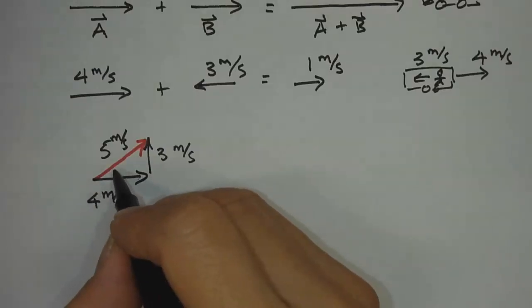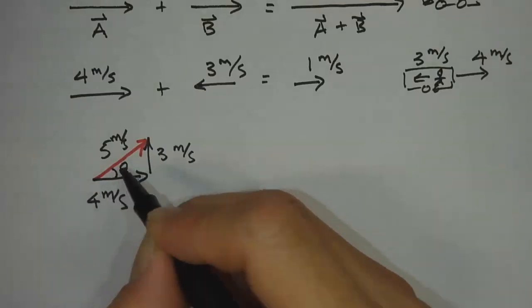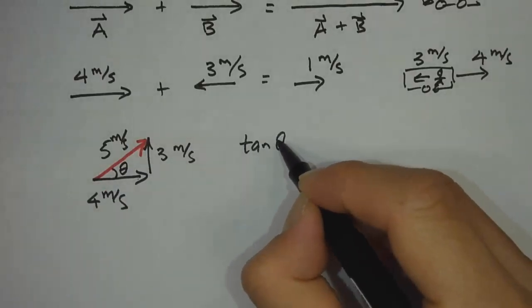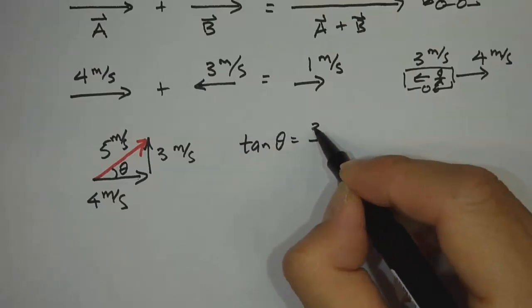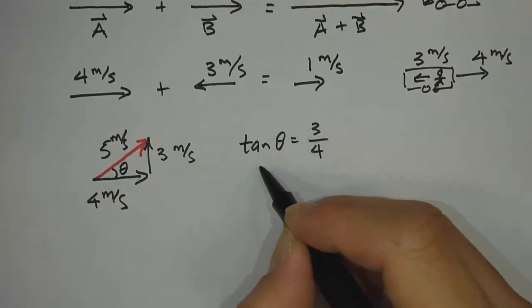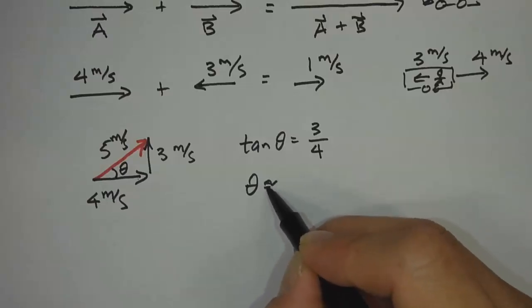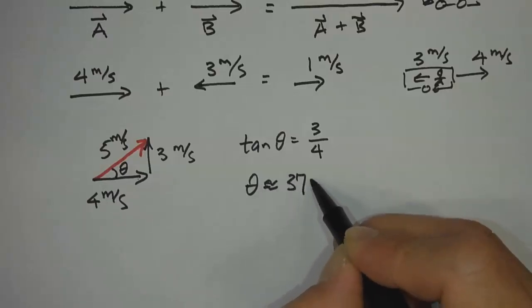You can also calculate the angle right here using a little trig. Tan theta is equal to the opposite over the adjacent, 3 over 4. If you do the inverse tangent on your calculator, you would get approximately 37 degrees.